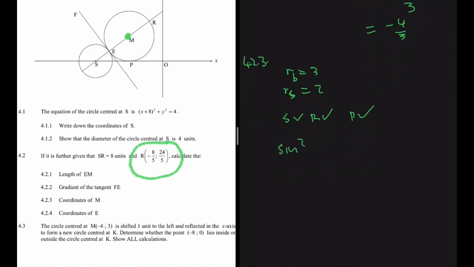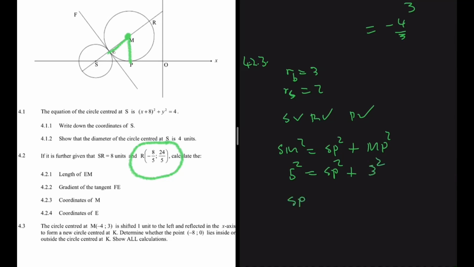Now we can see that SM squared is equal to SP squared plus MP squared. So what is SM? SM is SE plus EM, right? So that is 2 plus 3. So we have 5 squared being equal to SP squared. We don't have SP, but that's what we're looking for, right? So that we can find the x value of P, right? And then plus MP squared. MP squared is EM squared because they are all radii, right? From M to E, that's the radius. From M to P, that's the radius. So we have the radius is 3, so we have 3 squared, right?